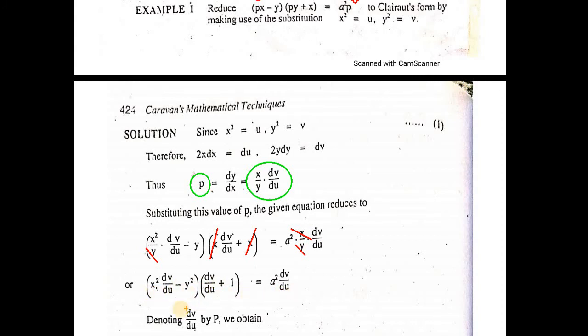This is the differential equation denoting dv by du by p. If we denote dv by du by p, this p is different from the earlier p. This p and that p both are different. So we have to replace dv by du by this p, and we will get x square p, y square p, plus 1, and here p.